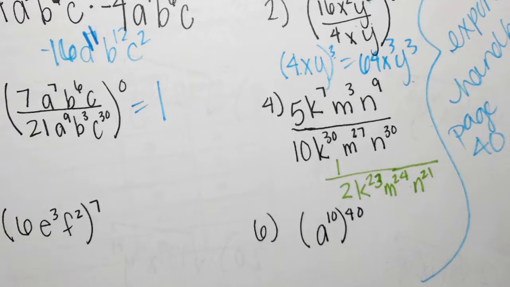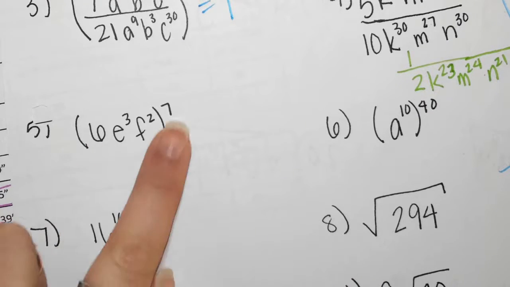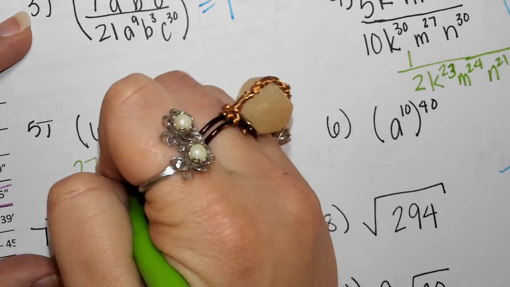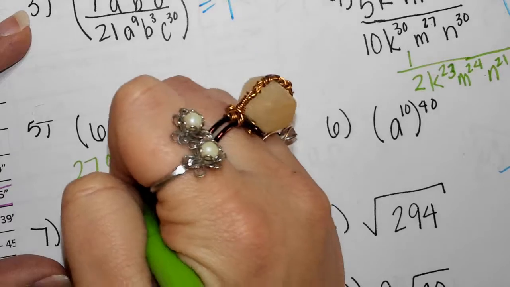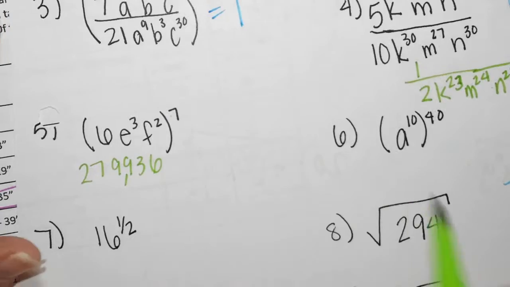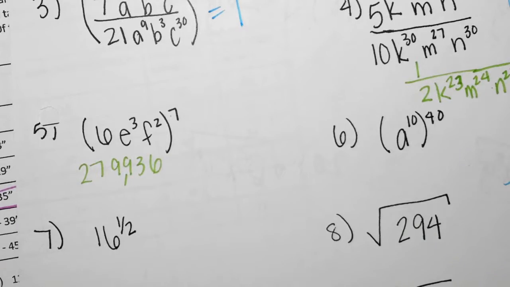Alright, number 5. So you raise 6 to the 7th power, and I don't have a calculator, tell me what that is. 279,936. And then when you raise a power to a power, what do you do to the exponents?